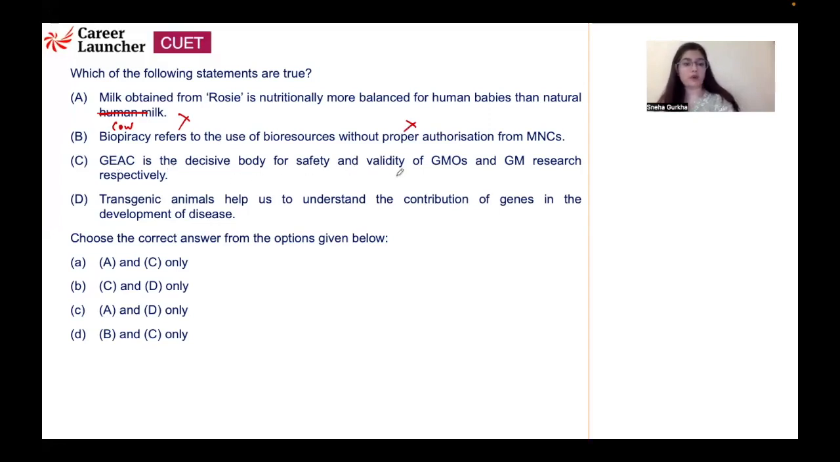GEAC is decisive body for safety and validity of GMOs and GM research respectively. Correct. Transgenic animals help us to understand the contribution of genes in the development of disease. Correct. So C and D here are correct.